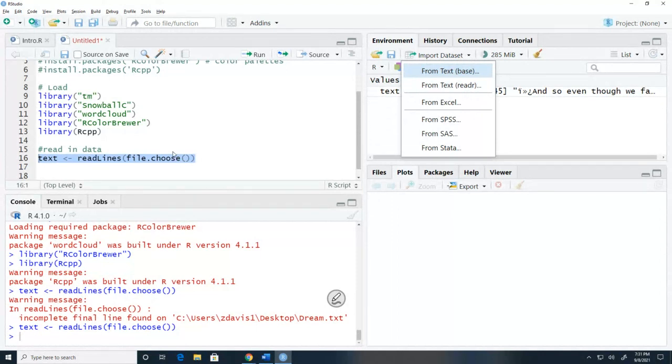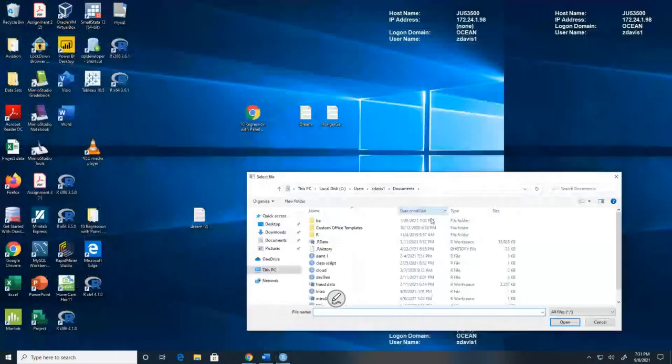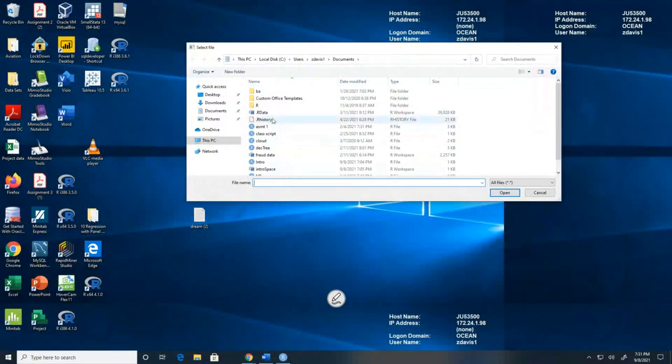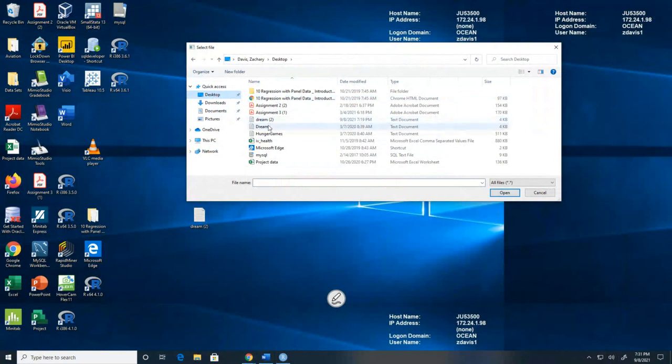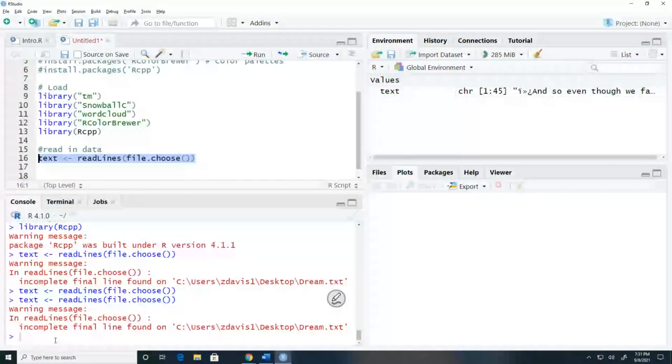Hey, Professor. I tried to run the file.choose and it didn't work. Maybe I was trying to type it while you did it. How'd you add it to the values? So when you run it, you should get a dialog box. And then you select. Oh, there it is. Yeah. Select dream. And you hit open. It's going to give me an error because I've already done it. So it's wherever I saved it, that text file we downloaded earlier onto my desktop. But if you put it in your downloads or wherever you put the file.